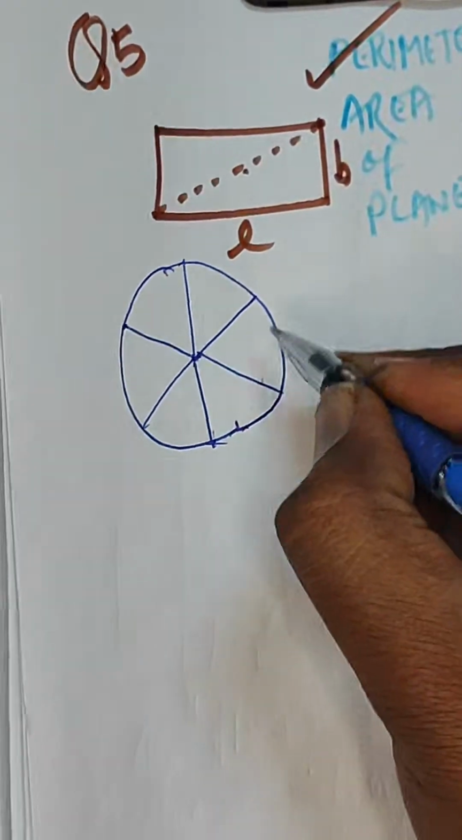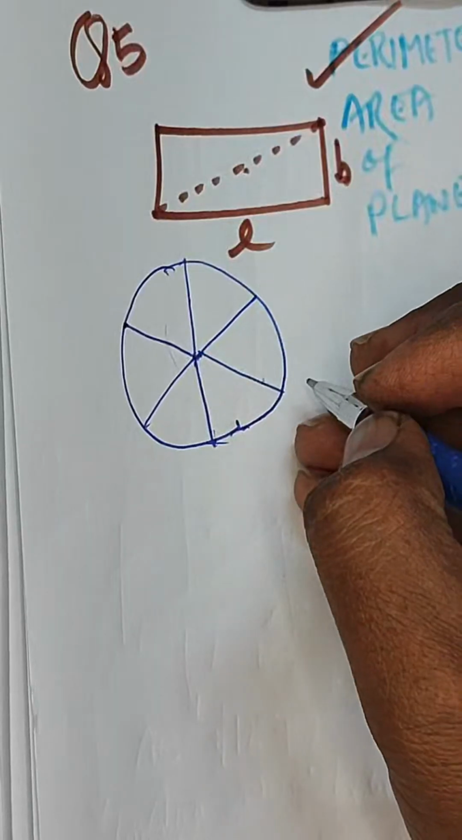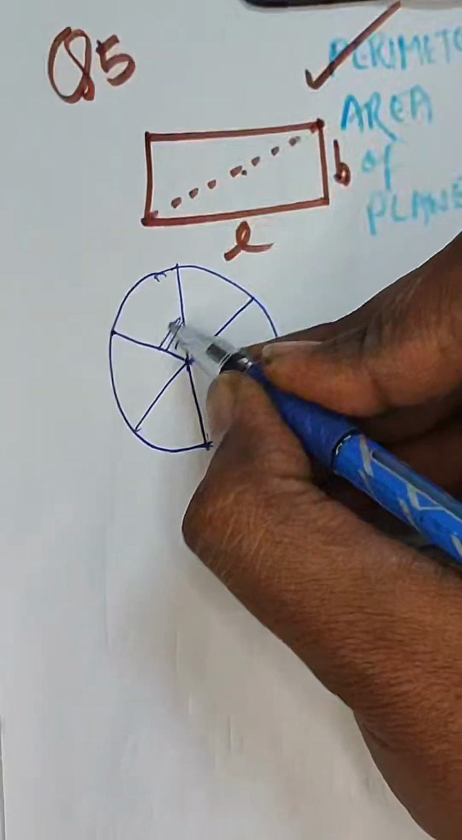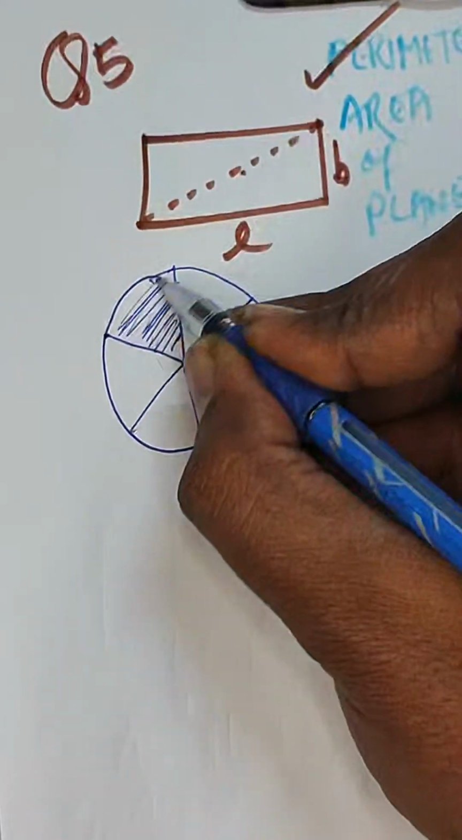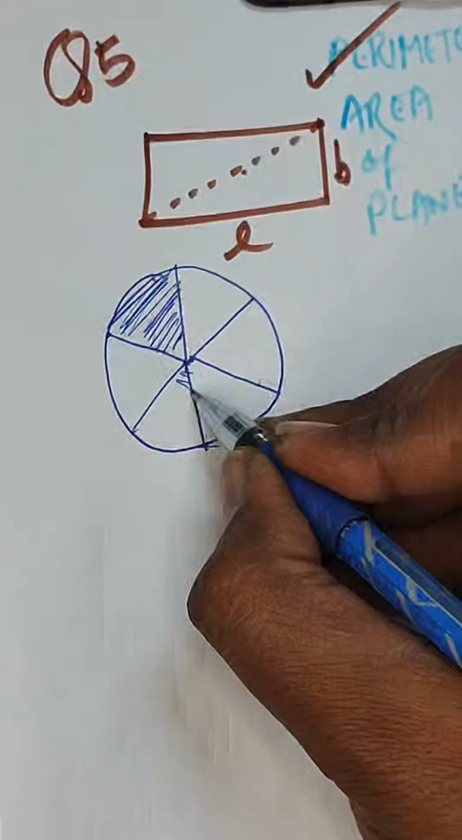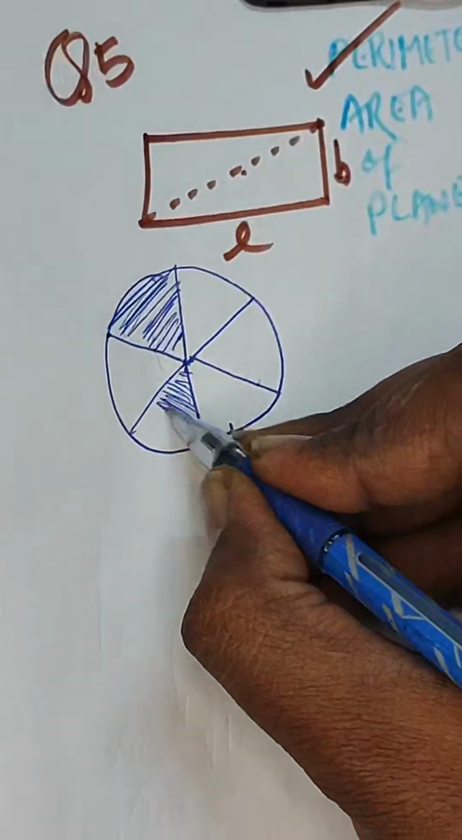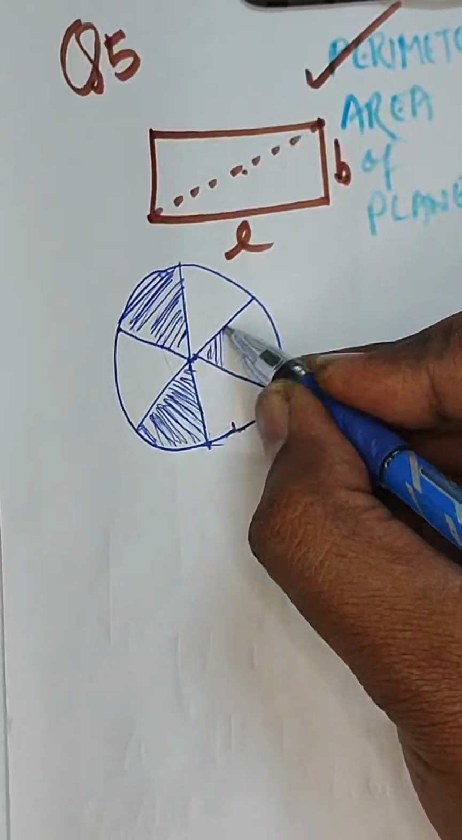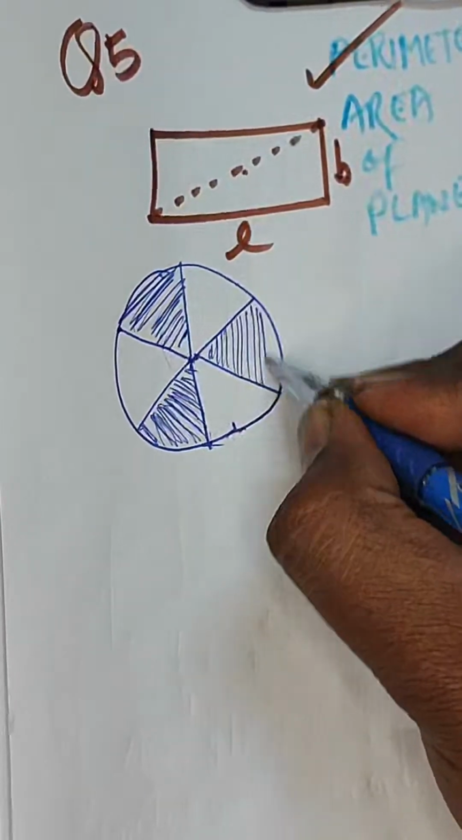Okay, you know all the angle at center is 360 degree. You need to find the area of the shaded region. These are the three shaded regions which are given to you. This is the second sector, shaded sector. This is the third shaded sector, right?